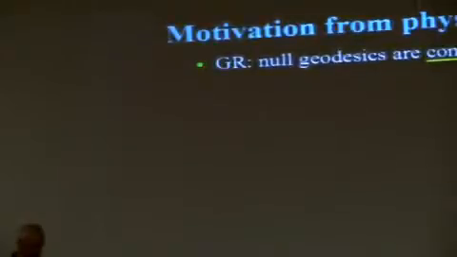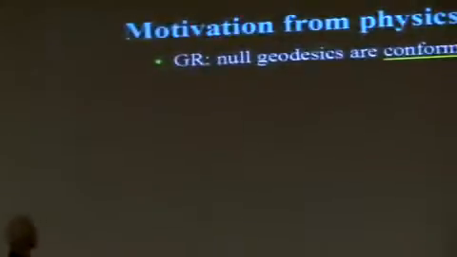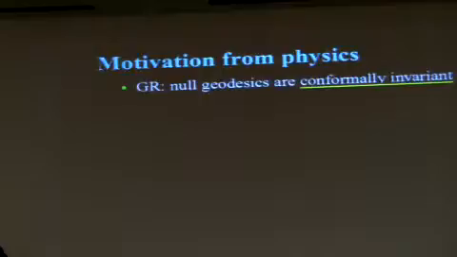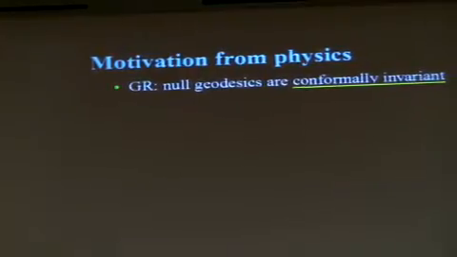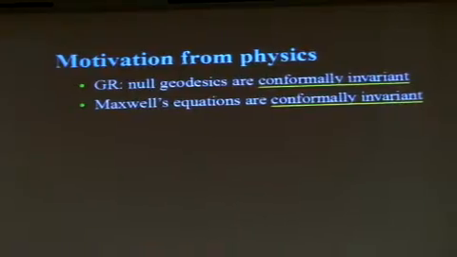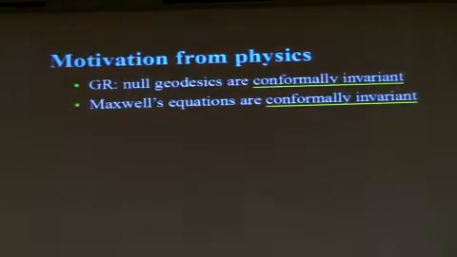The first thing is that from general relativity, there's a geometrical motivation without any differential equations at all. Well, not many differential equations: the so-called null geodesics are conformally invariant. Let me explain that, and then I'll explain also that Maxwell's equations are conformally invariant. So these are 2 systems of partial differential equations which somehow only see the conformal structure.